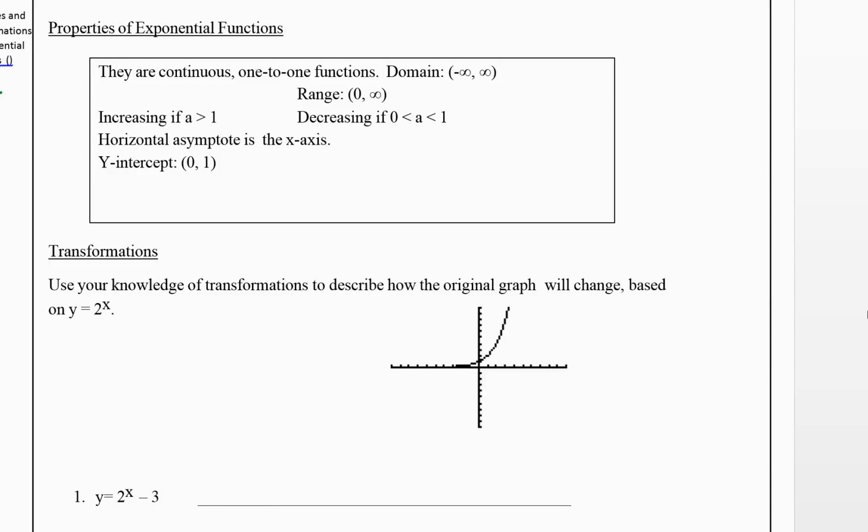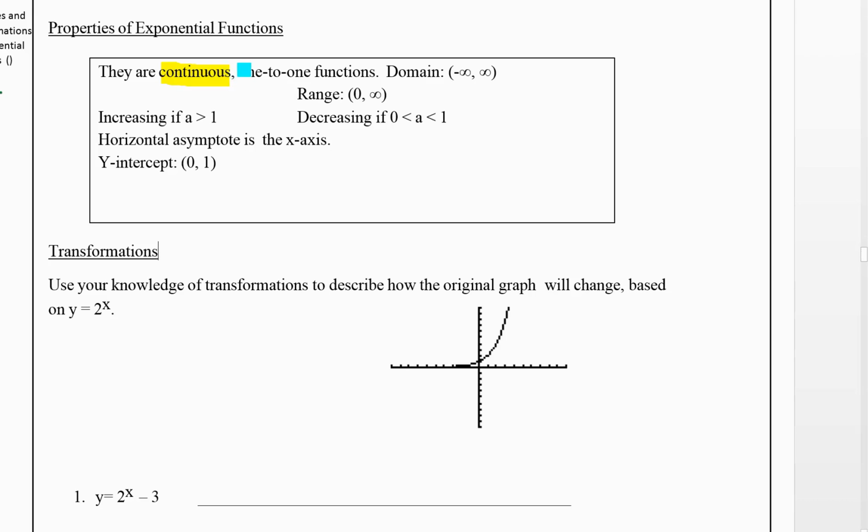Now we're going to go over some of the properties of exponential functions. The first thing you should know is that they're continuous one-to-one functions. Remember, continuous means that they don't have any holes or gaps or jumps. They're not going to have any vertical asymptotes. On their whole domain, which is actually negative infinity to infinity, you could draw it without picking up your pencil.